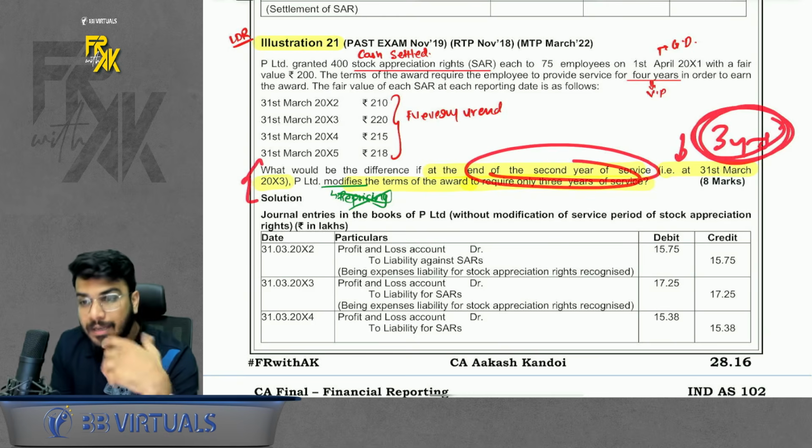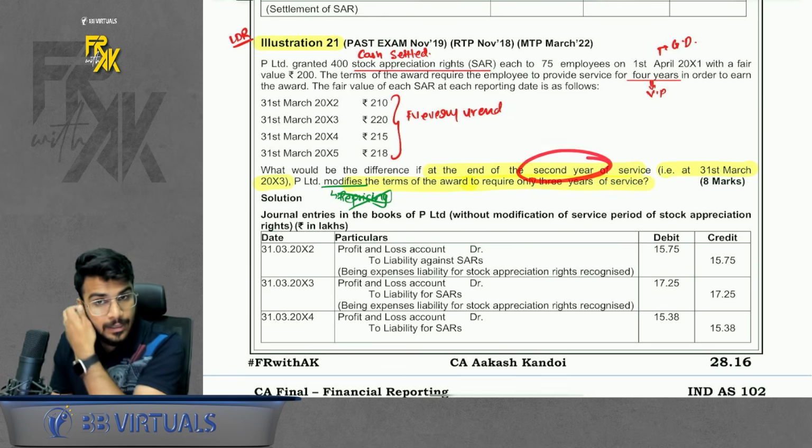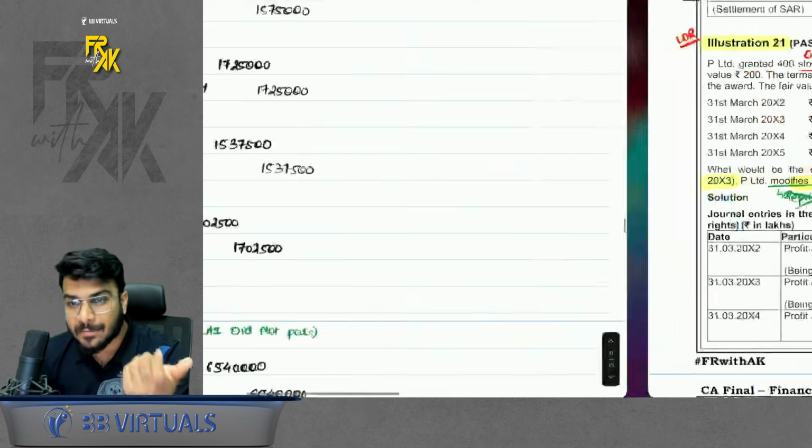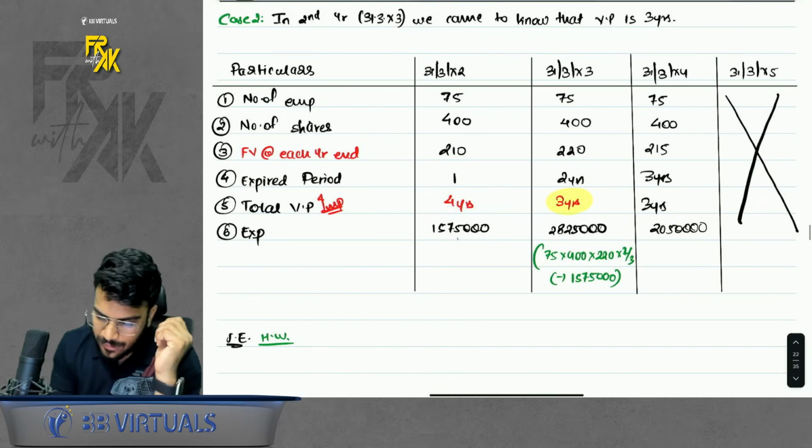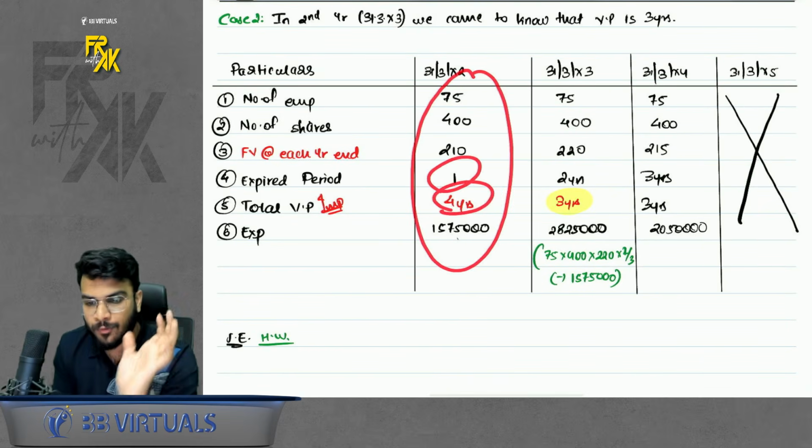There is a second part to this question as well, where the vesting period has reduced to 3 years. But this reduction we came to know only in the second year. In the second year, we came to know that vesting period is only 3 years. So how will you do for this now? In the first year, you did not know about this, so in the first year, you will book the expense as per 4 years only.